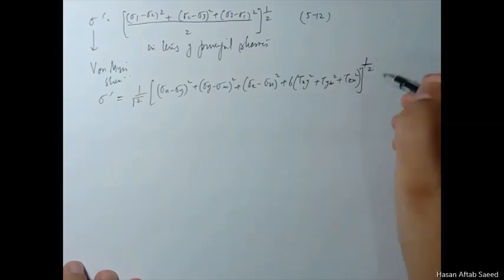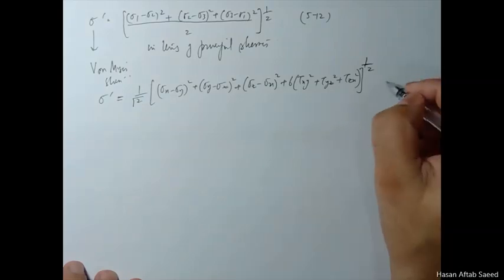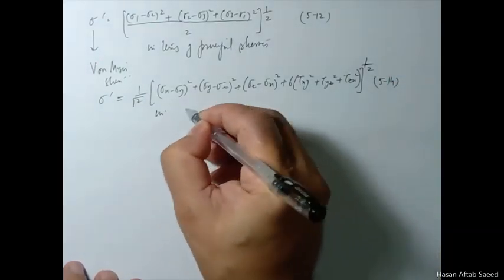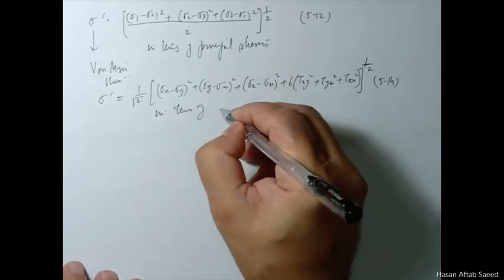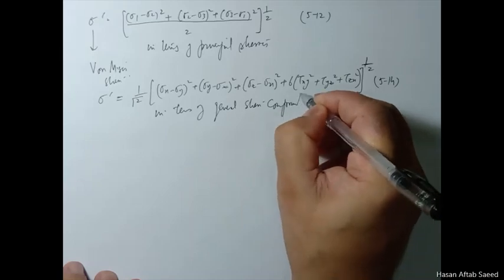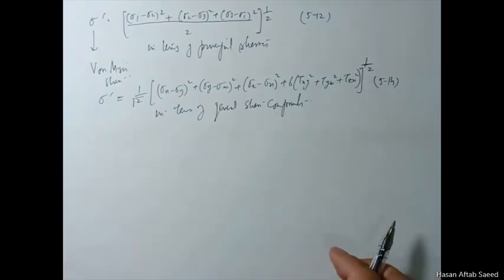Again, this is under root. This is your equation 5-14, and this is again von Mises stress in terms of general stress components. Very familiar expression for mechanical engineers.